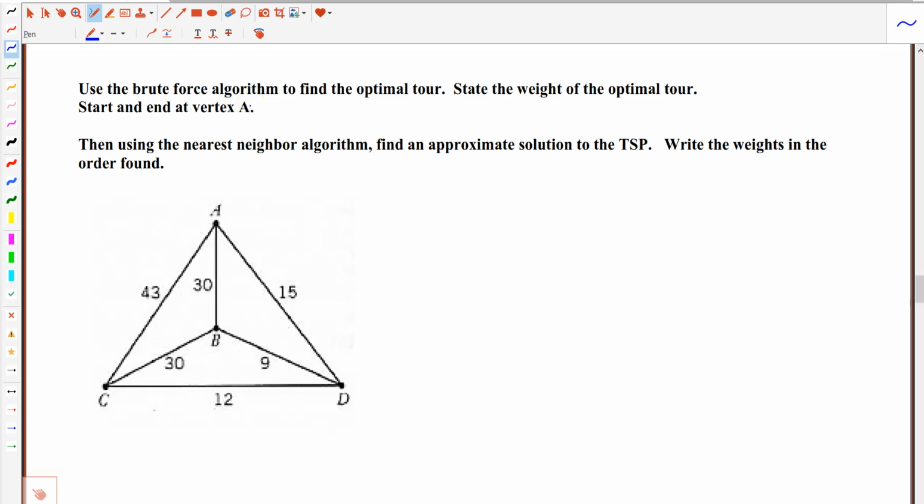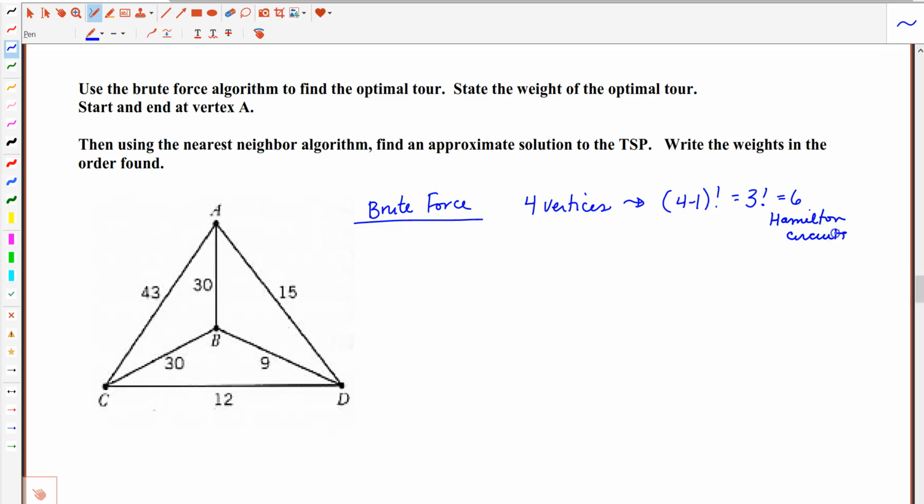So for this graph, I want you to notice that when we go to solve this using brute force, it's already represented for us as a complete weighted graph. There are 4 vertices, which means there's going to be 4 minus 1 factorial, or 3 factorial, or 3 times 2 times 1, or 6 possible Hamilton circuits. Alright, so now at least I know how many I have to find.